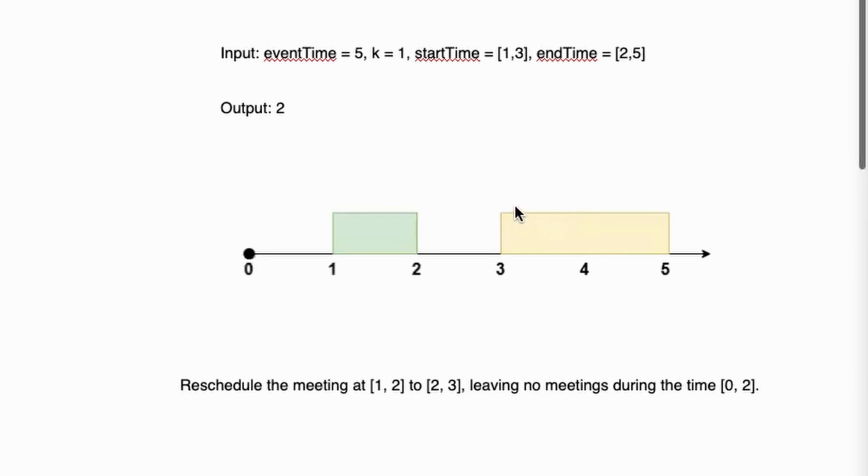And the reason is we can take this event 1, 2 and just slide it over into this 2, 3 position. So then at that point, this entire area from 0 to 2 will be open. So then we can consider that to be our longest continuous free segment, and we can return that.